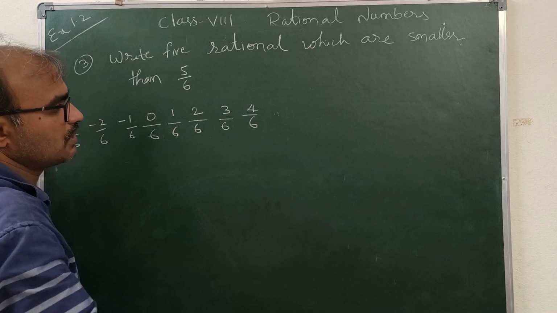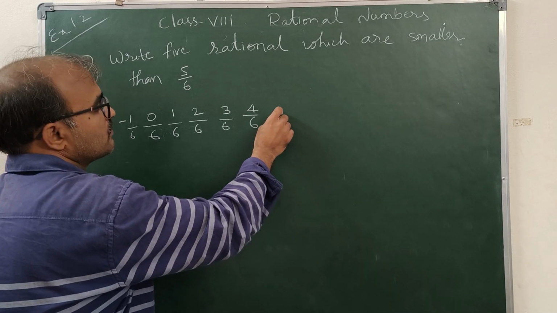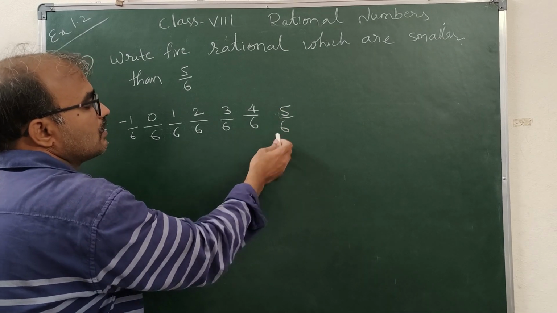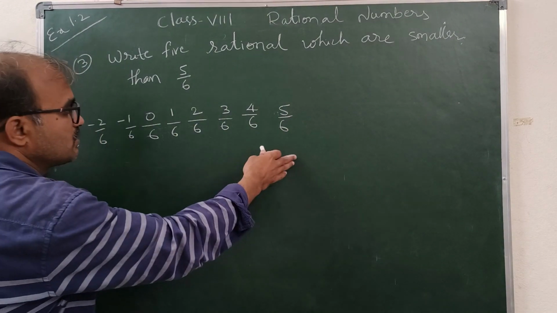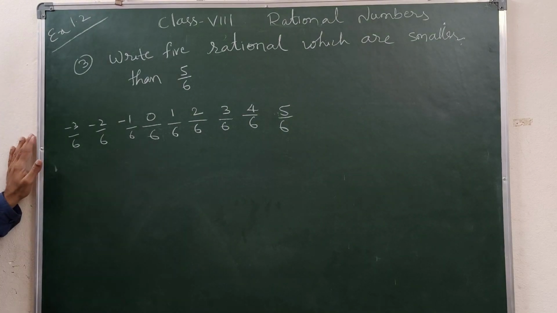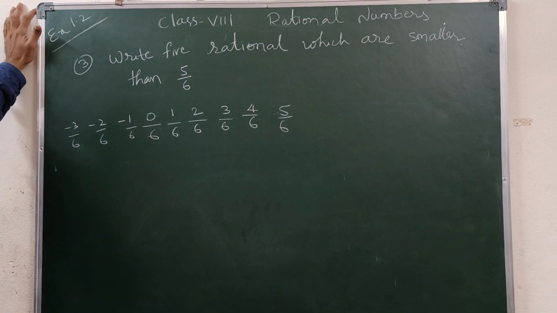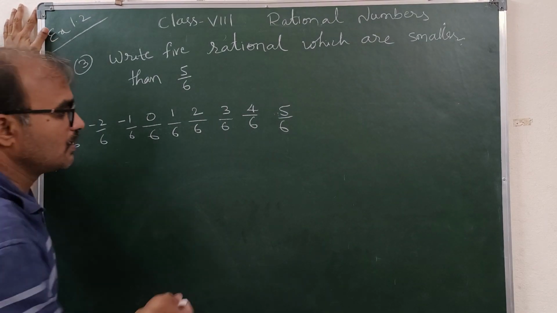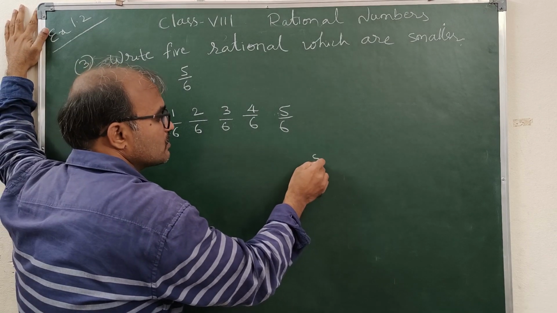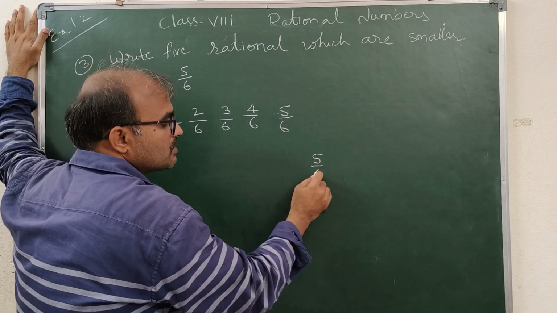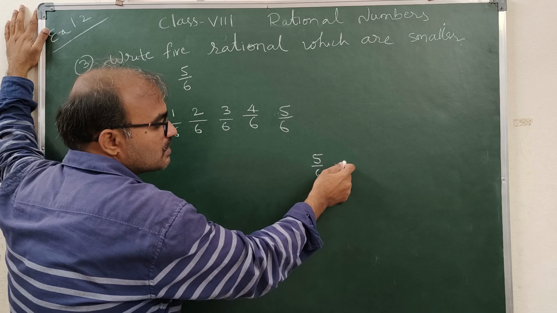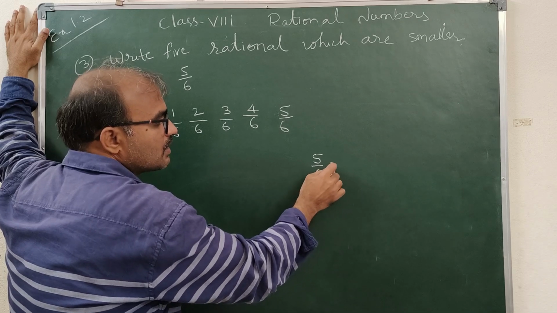All these numbers will be on the left side of 5 by 6. That is why all these numbers are less than 5 by 6. Very simple. So if you have some idea, 5 by 6 is more than 1, right? 5 by 6 is greater than 0.